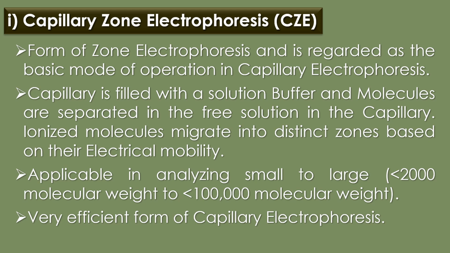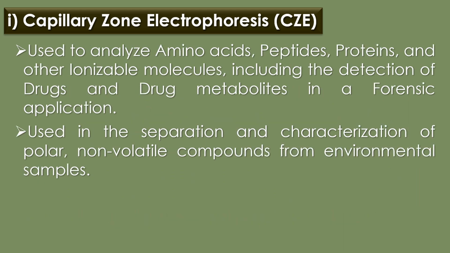Capillary zone electrophoresis is a very efficient form of capillary electrophoresis. It has been used to analyze amino acids, peptides, proteins, and other ionizable molecules, including the detection of drugs and drug metabolites in forensic applications. It is also used in the separation and characterization of polar non-volatile compounds from environmental samples.